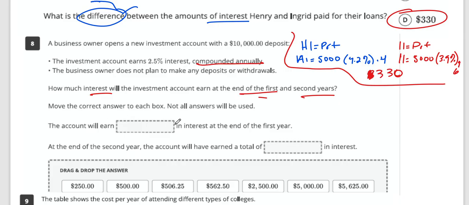You will earn interest the first year. This is year one, and in the second year they earn the total interest for the second year. Okay, so this is year two. Two different questions here.